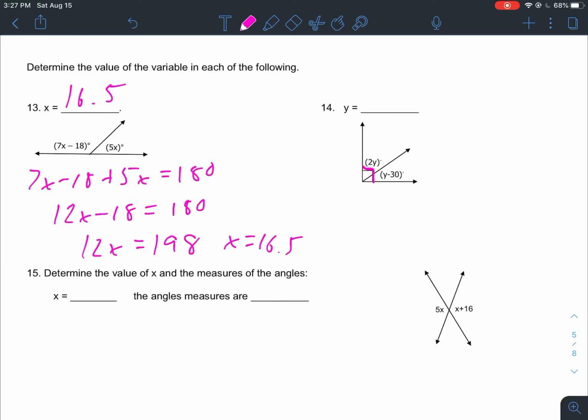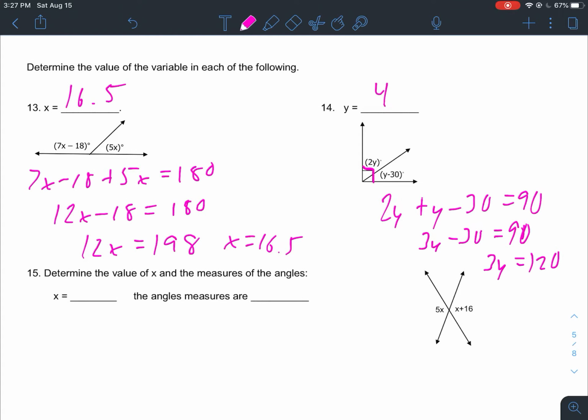Remember what this symbol means again? It means right angle. It means 90. So it means these two angles are complementary. They add to 90. So 2y plus y minus 30 equals 90. Combine like terms. Add 30. And divide by 3. We get y is 40.